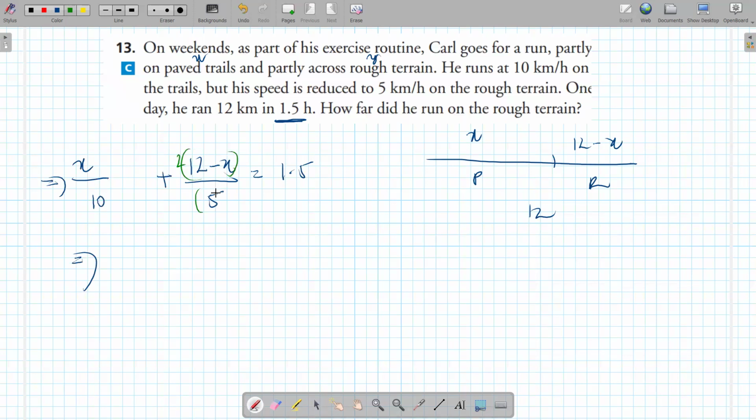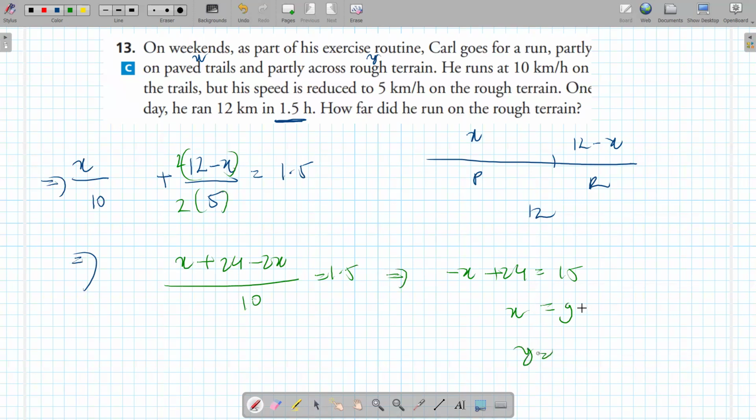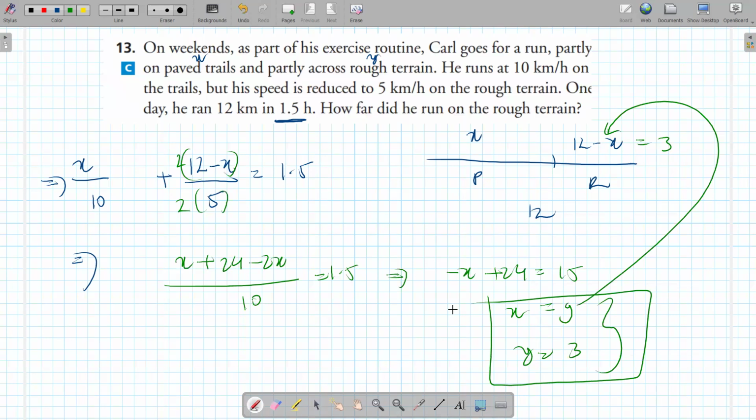Multiply this by 2, multiply this by 2 to get the LCD. So we have x plus 24 minus 2x over 10 equals 1.5. We have negative x plus 24 equals 15. So x is 9. That means y will be 12 minus 9, 3. Just plug this over here to get what y is. That's going to be 3, and that's the answer to this question, and you're done.